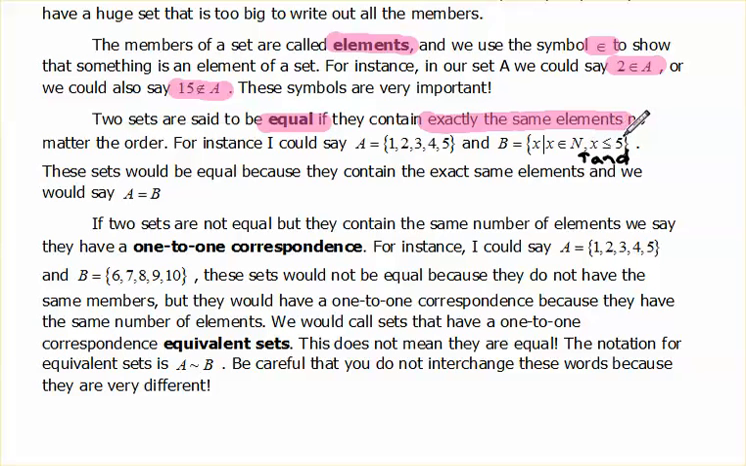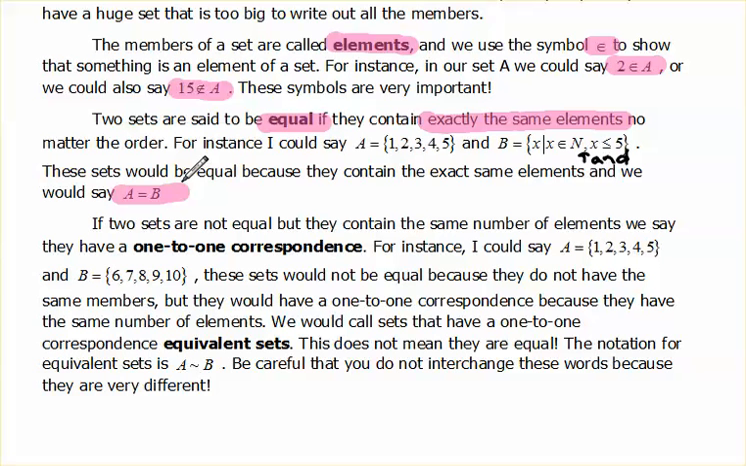x is less than or equal to 5. Well, for both of those conditions to be met, we are only talking about the numbers 1, 2, 3, 4, and 5. So these are two different ways of writing the exact same set. They have every single member identical, no more, no less. So we would say these sets are equal because they contain the exact same elements, and we would write it as A = B.